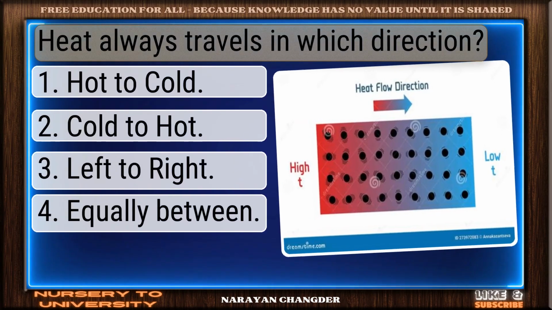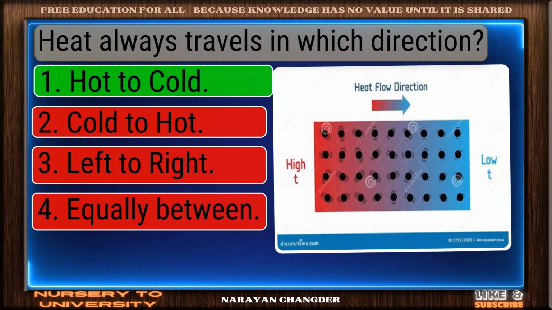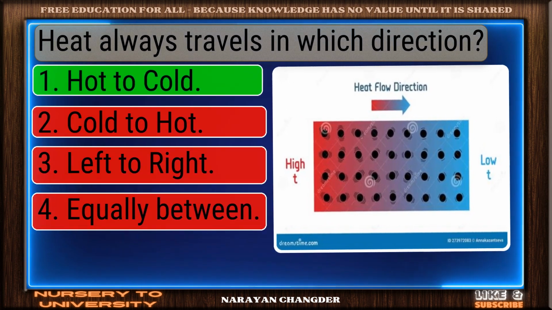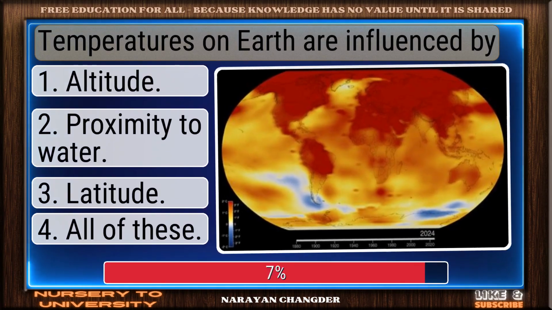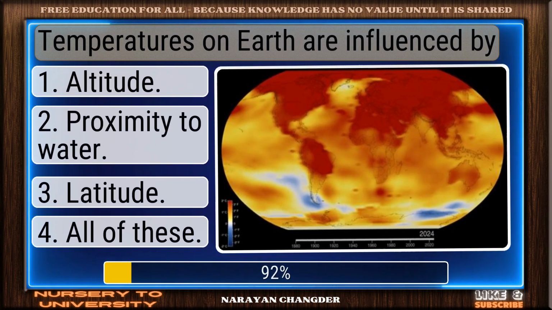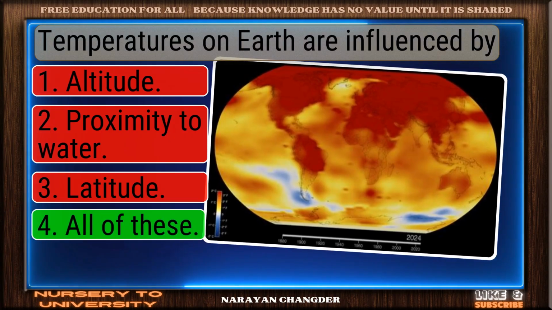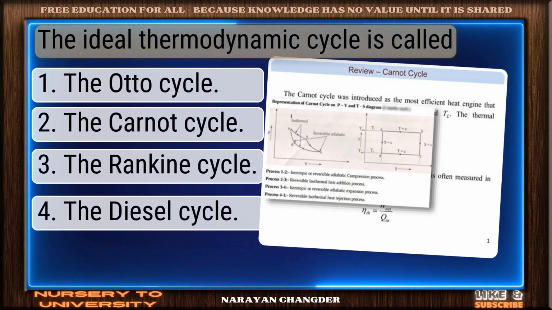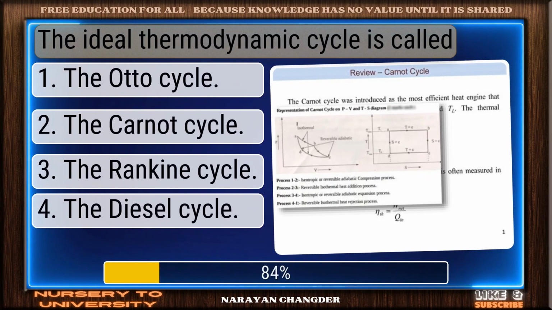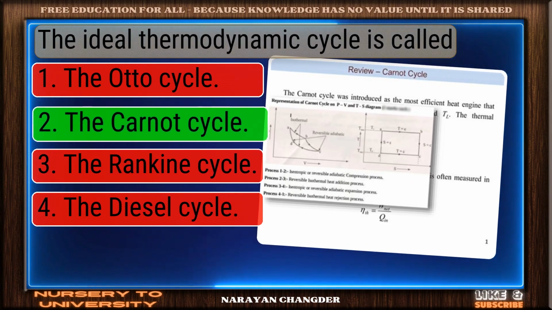Heat always travels in which direction? Smart pick. Hot to cold is the correct choice. Temperatures on Earth are influenced by. Well picked. All of these is the correct answer. The ideal thermodynamic cycle is called. Good job. Your answer, the Carnot cycle, works well here.